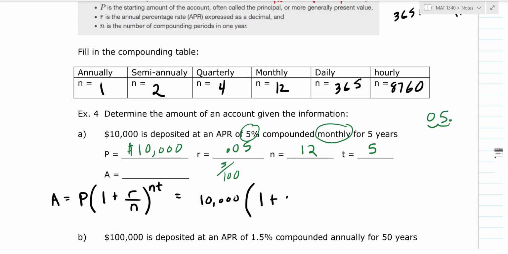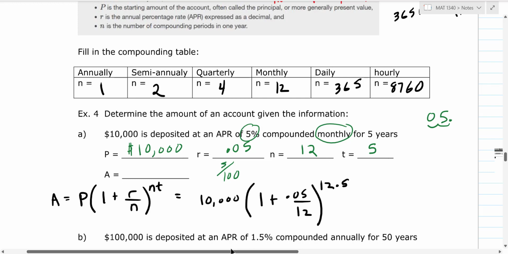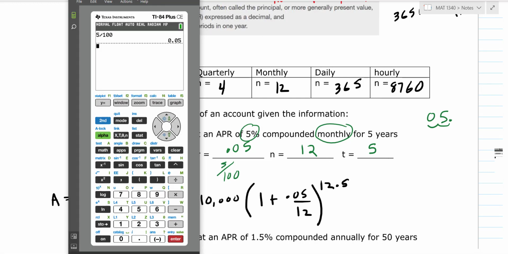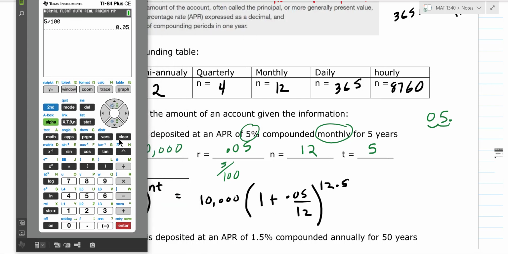The interest rate is 0.05. The number of compounding is 12. And then your exponent is NT, so N is 12, T is 5. And what we're going to do is just do this in one step on our calculator. With a good calculator that you use for graphing, you should easily be able to just type this in in one step on your calculator.